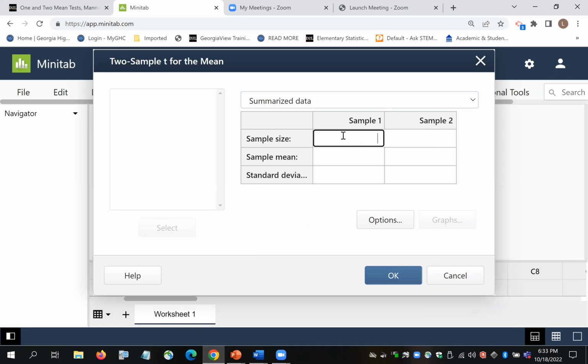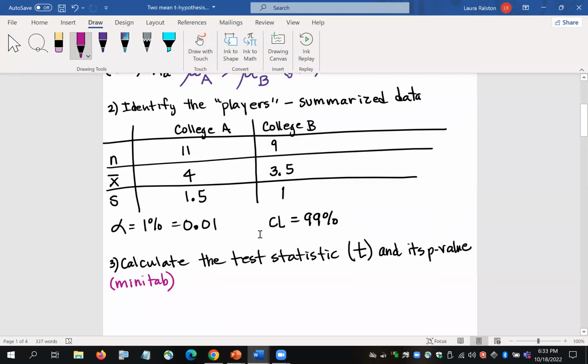For college A, which is sample 1, there were 11 in the sample with a mean of 4 and a standard deviation of 1.5. Sample 2, or college B, there were 9 in the sample with a mean of 3.5 and a standard deviation of 1. So I basically have entered all of that information that I had summarized into a table form that I pulled out of the scenario.